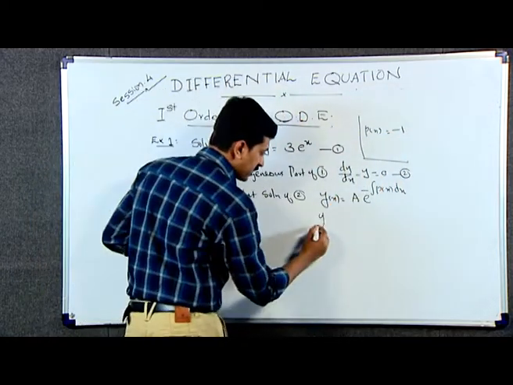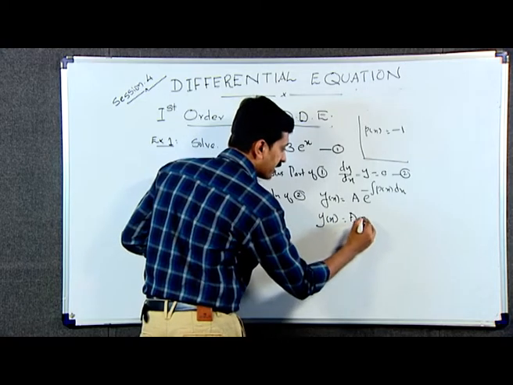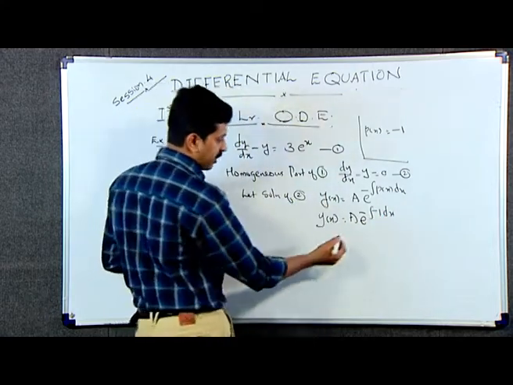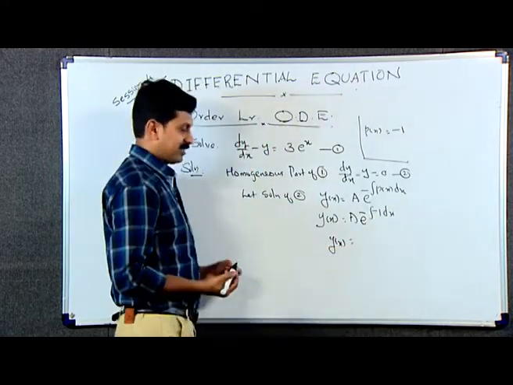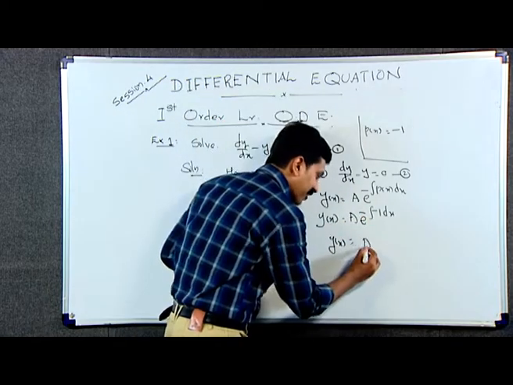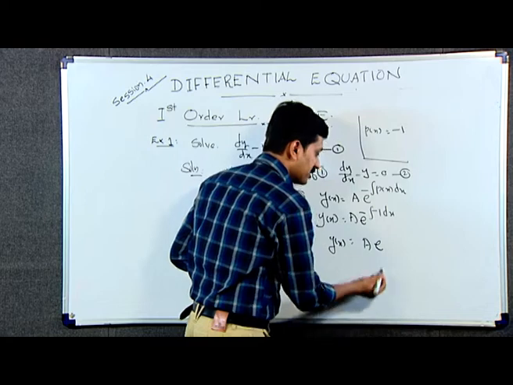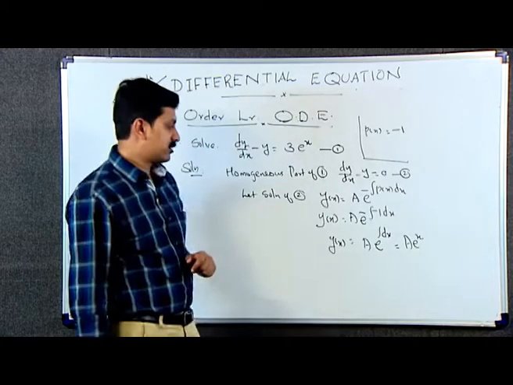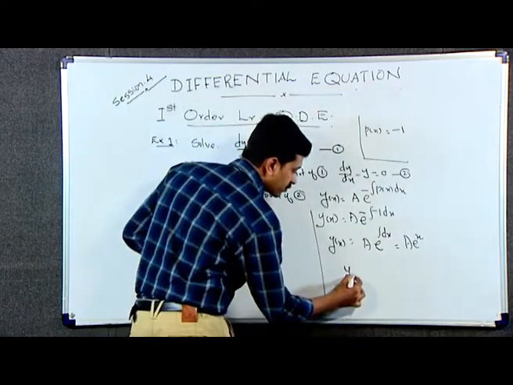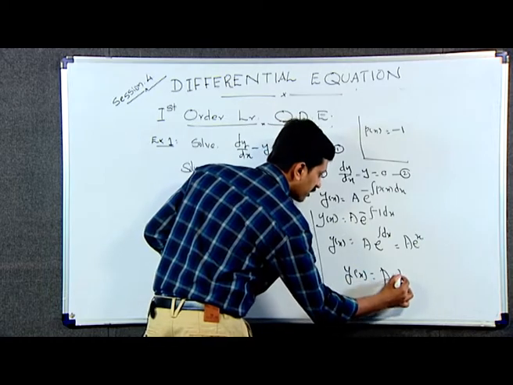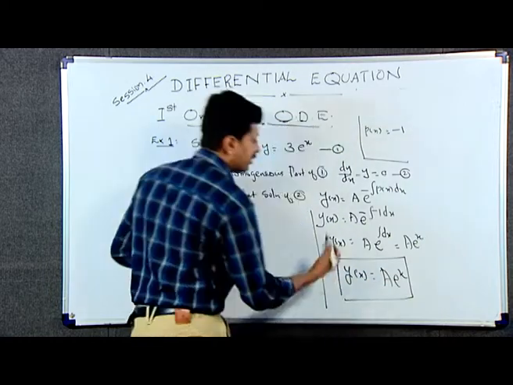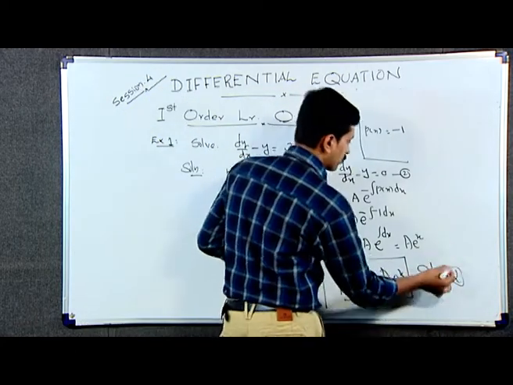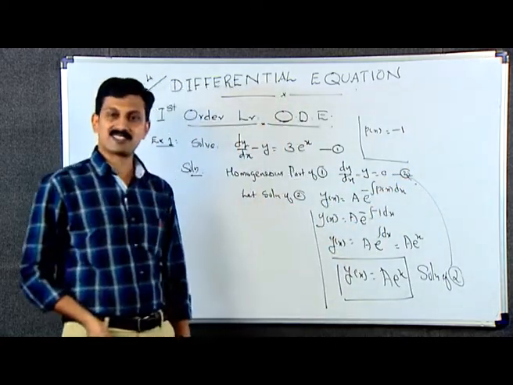So, y of x, the solution of the homogeneous part, is a e raised to minus integral of minus 1 dx. This minus and minus make a plus. Therefore, a e raised to integral dx equals a e raised to x. So, for the homogeneous part we have the solution y of x is equal to a e raised to x. This is the solution of 2, where 2 is the homogeneous part.